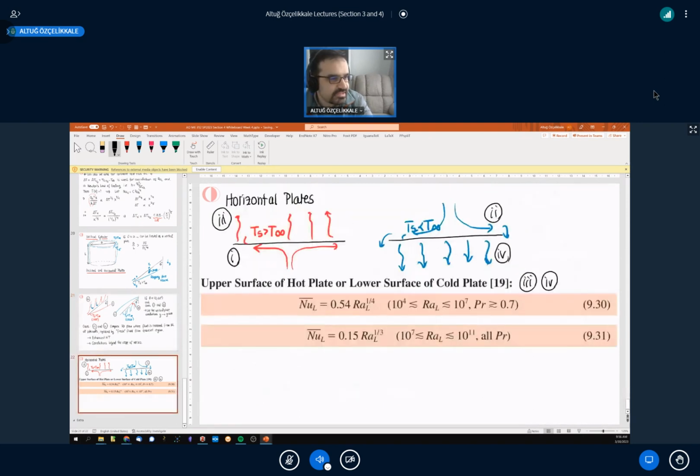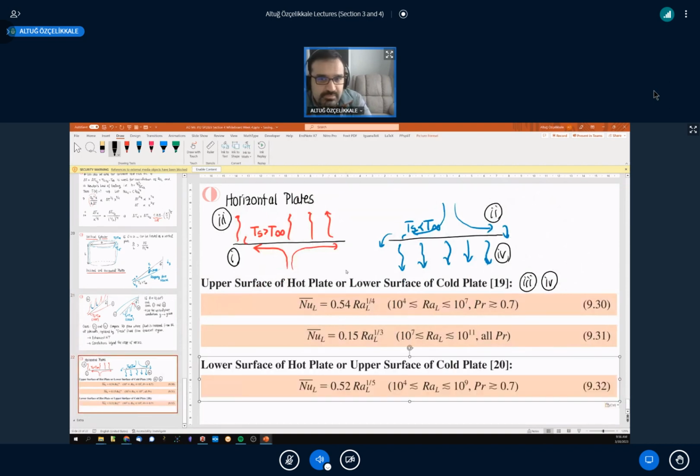For horizontal plate, you have another correlation. You can use this correlation. The problem is symmetric, again, just like the vertical plate for hot and cold plate here. And therefore, you can use the same correlation for both cases. So this corresponds to cases 1 and 2.